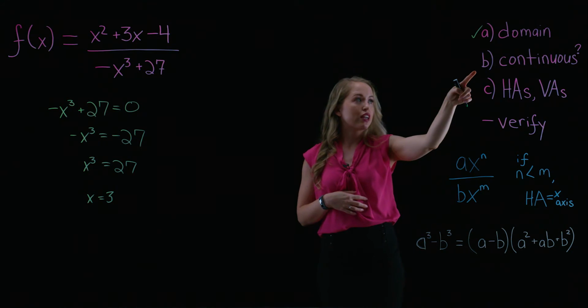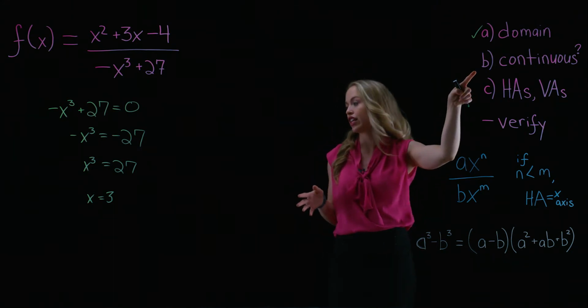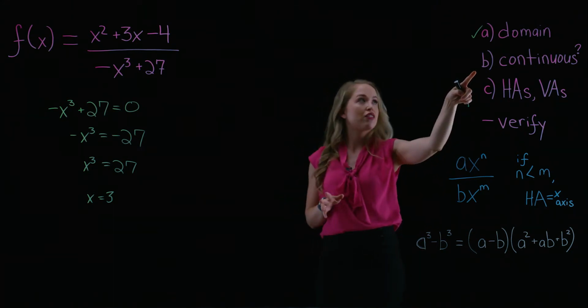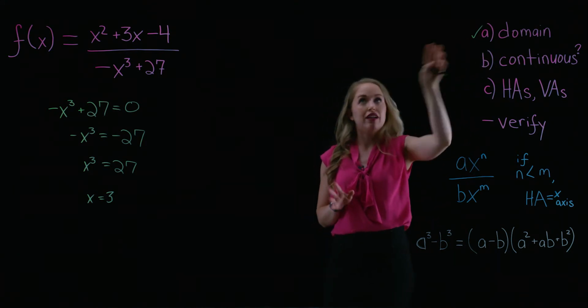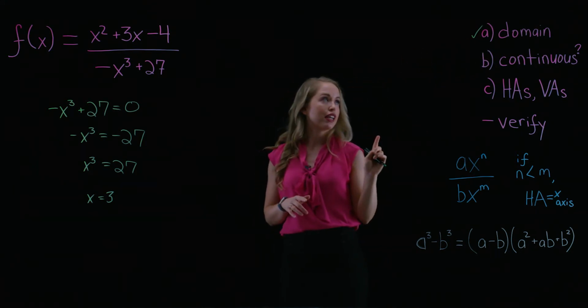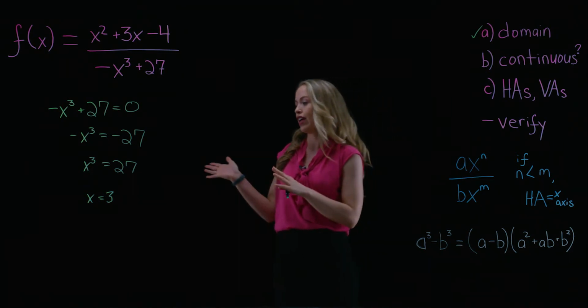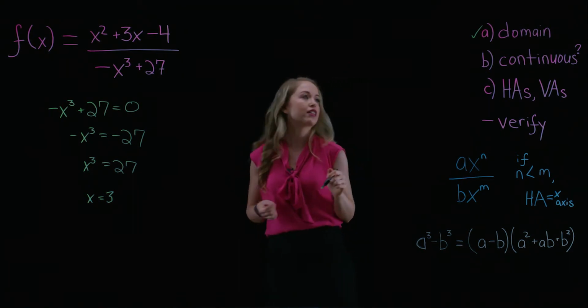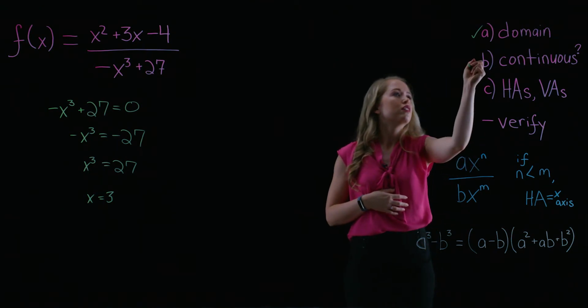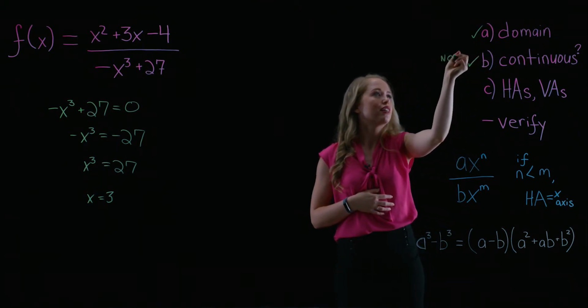Next, we need to identify whether or not we have a continuous function. Now, because this function has a domain of all real numbers except x cannot equal 3, that means it's not continuous. I have a spot in my function that does not work. So it is not continuous.